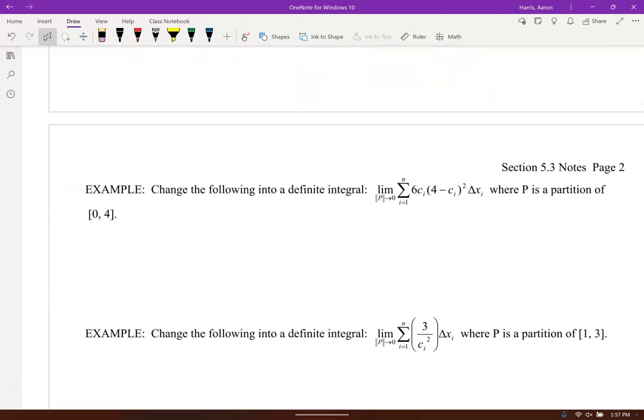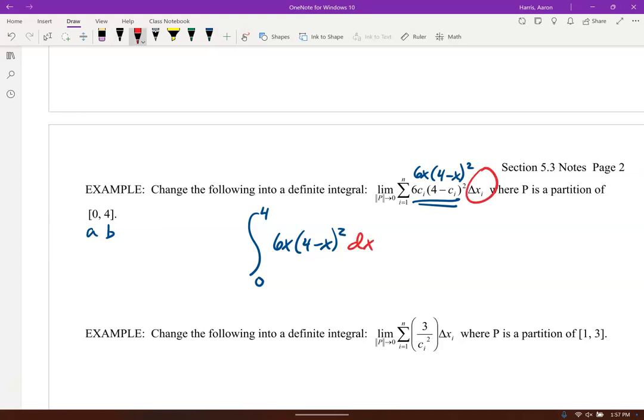Change the following into a definite integral. Well, this is over a partition. So notice they give us the a to b. So I'm going from a to b. Here's my function right there. If you can imagine the ci is your x, so that's like 6x times 4 minus x squared. There's your function. And then the width, that delta xi, the width of the rectangle, is really our dx. And so we've set up the integral there.